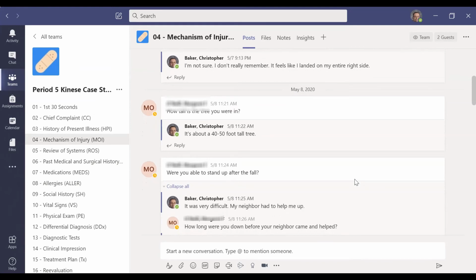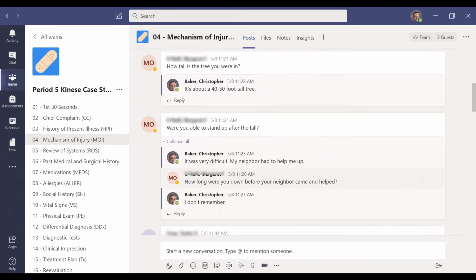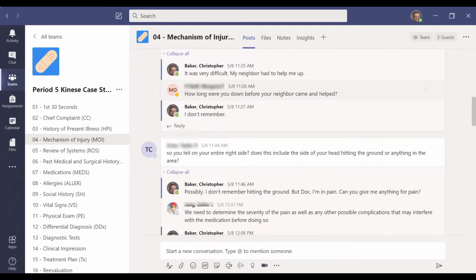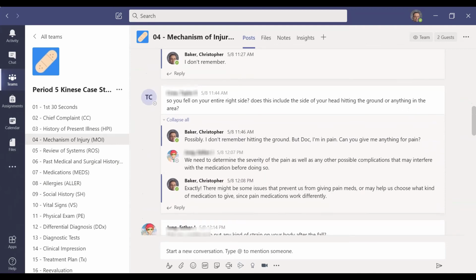Ask me questions about how tall was the tree. This is all mechanism of injury. All has to do with trauma. Was I able to stand after the fact? How long was I laying there for? I throw in some curveballs in there. I start complaining about pain. I say, hey, can you give me anything for pain? I start complaining.